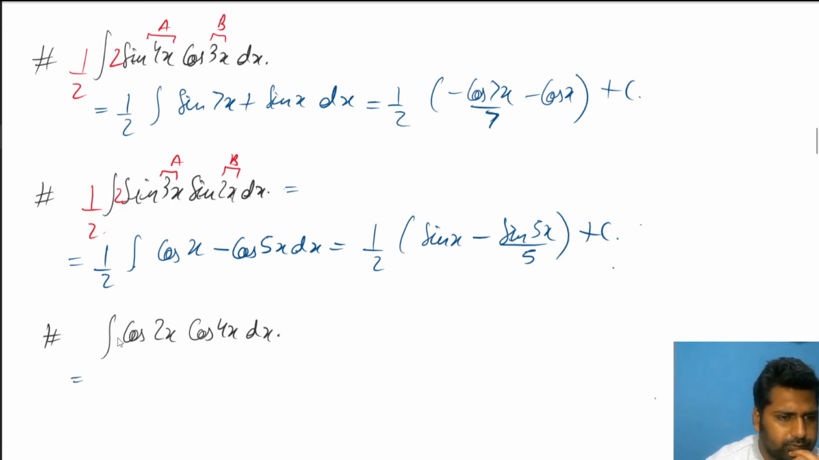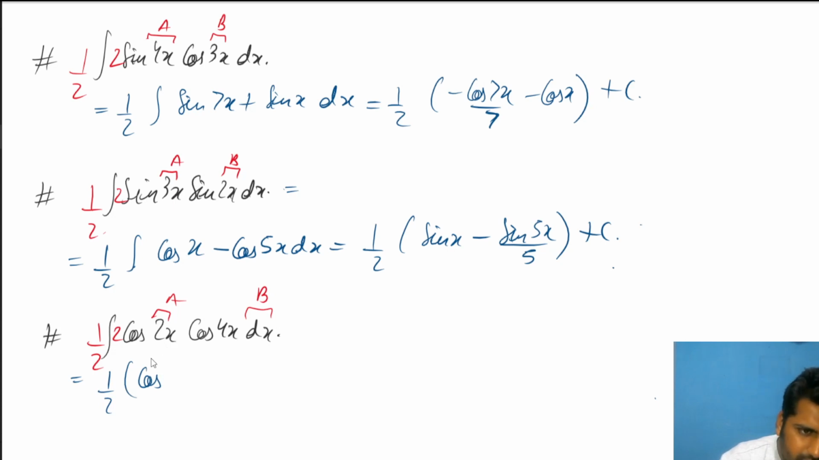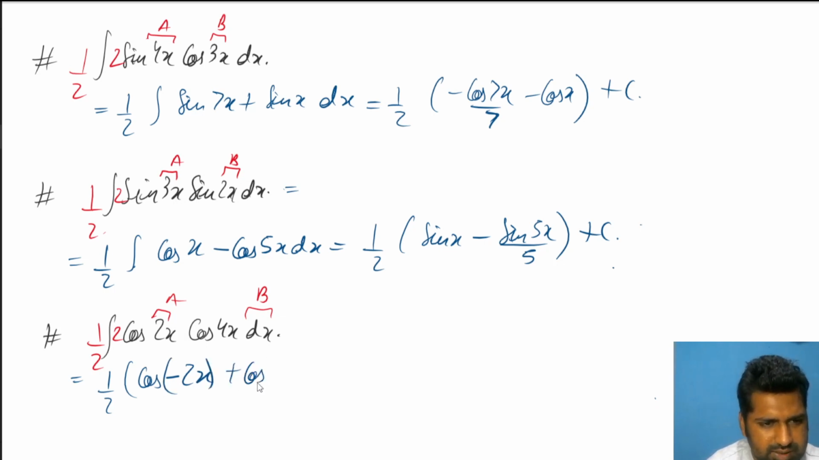Is equal to, same thing we'll do, multiply by 2 divided by 2. This is cos a cos b. What is cos a cos b? 1 by 2 cos of a minus b. Now the problem is when you subtract 2x and 4x, what do you get? 2x minus 4x is minus 2x. Okay, let's write it for the time being, and then plus cos a plus b, that's cos 6x.